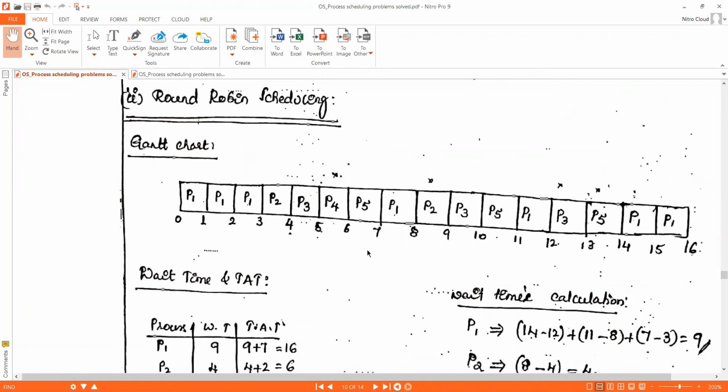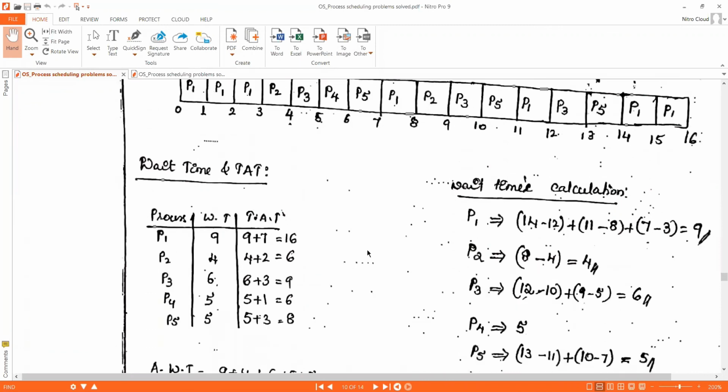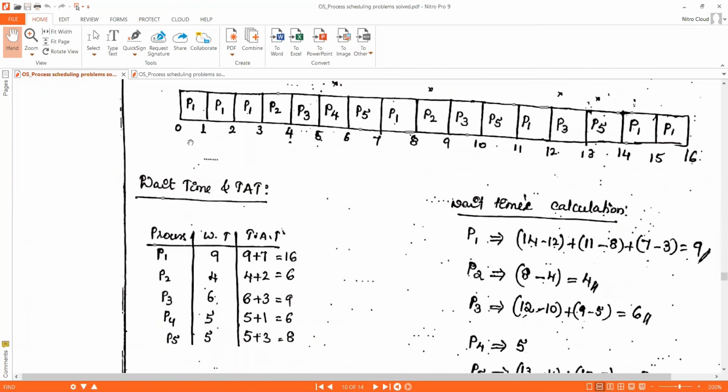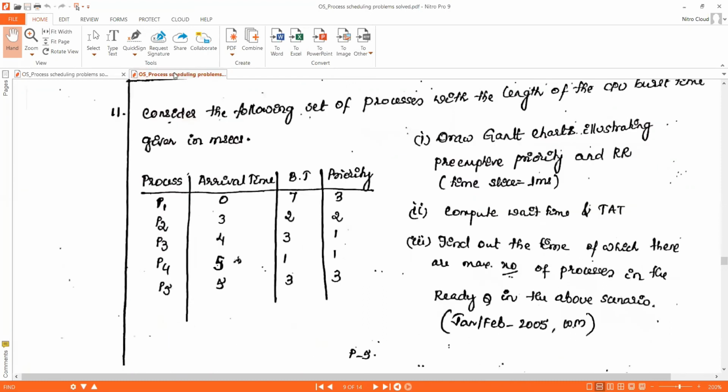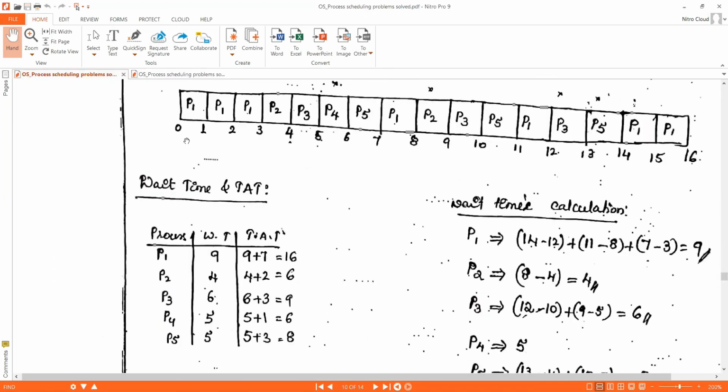Now we need to find the waiting time. How to find the waiting time? Waiting time is allotted time minus arrival time. What is the allotted time for process 1? Process 1's allotted time is 0 milliseconds, minus its arrival time of 0 milliseconds. 0 minus 0 is 0 milliseconds.